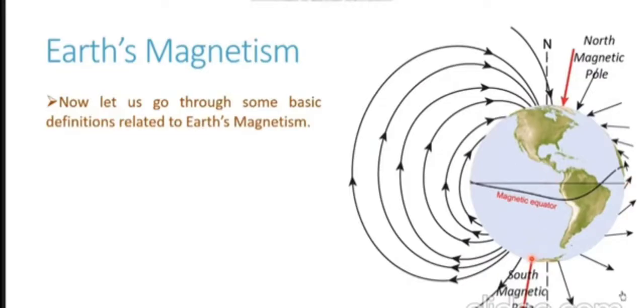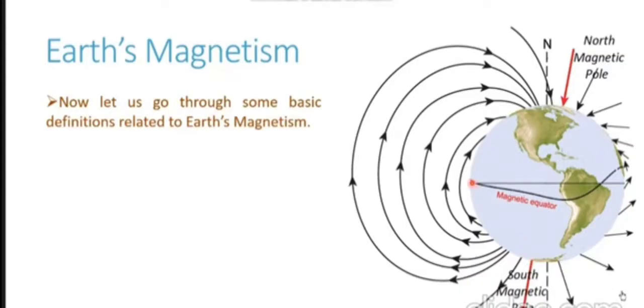Now north and south magnetic pole may not be diametrically opposite. They do not follow symmetry. They may not be diametrically opposite points, number one. And number two, the magnetic equator is also not a perfect great circle.